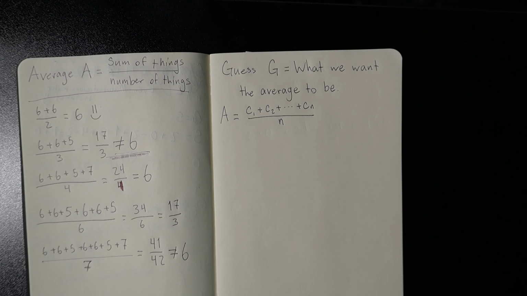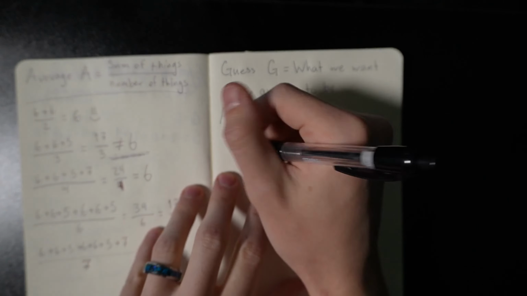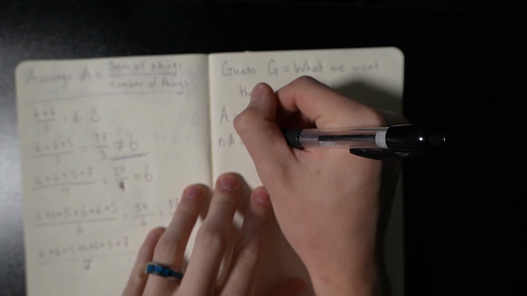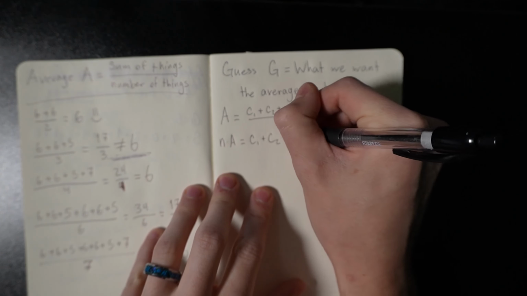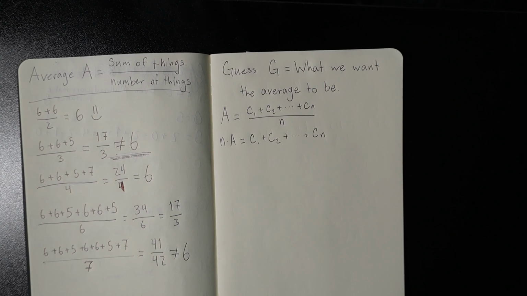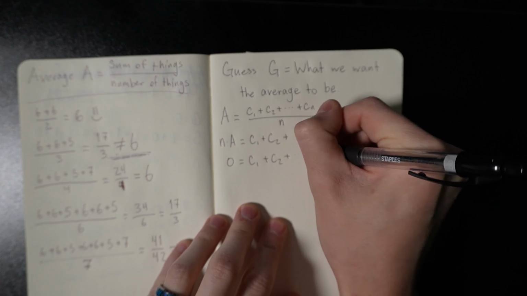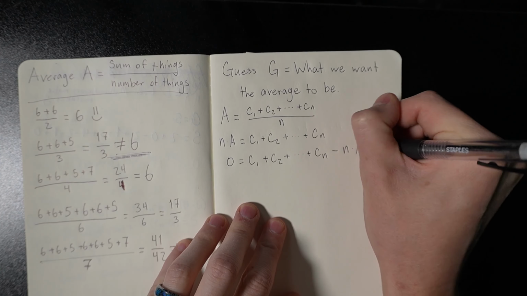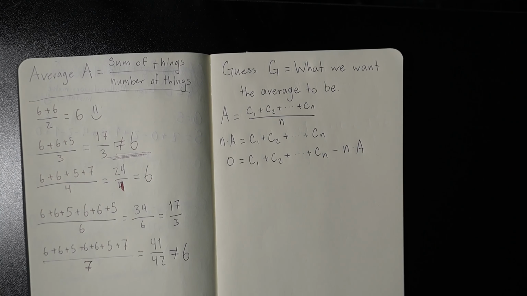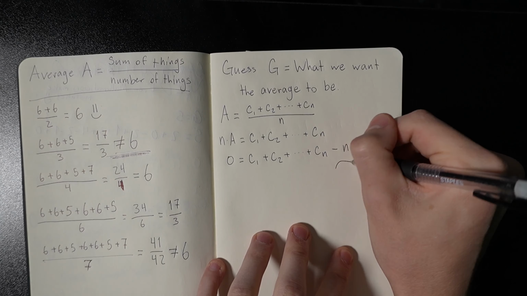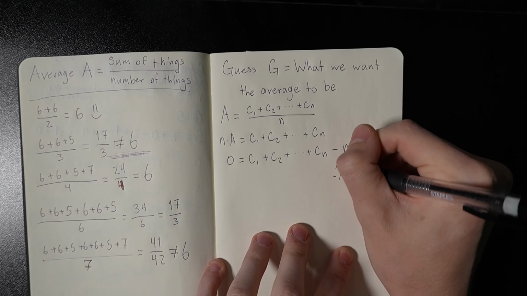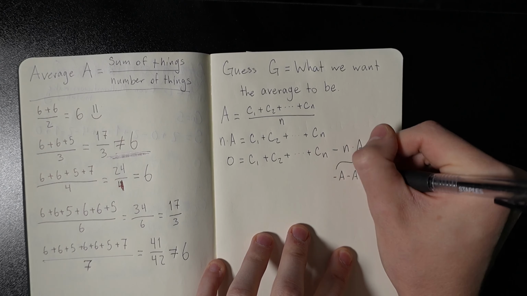Let's do some algebra to find a more useful expression equivalent to this. Multiplying both sides of the equation by n yields n times A is equal to card 1 plus card 2 all the way up to card n. And moving everything to the right-hand side gives 0 is equal to the sum of the cards minus n times A. Though the reasoning may not be obvious, we can split up the negative n times A into n copies of negative A being added together.